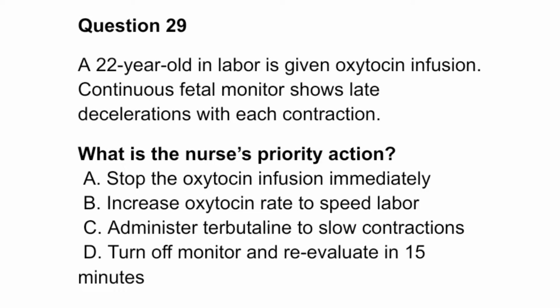Question 29. A 22-year-old in labor is given oxytocin infusion. Continuous fetal monitor shows late decelerations with each contraction. What is the nurse's priority action? A. Stop the oxytocin infusion immediately. B. Increase oxytocin rate to speed labor. C. Administer terbutaline to slow contractions. D. Turn off monitor and re-evaluate in 15 minutes.